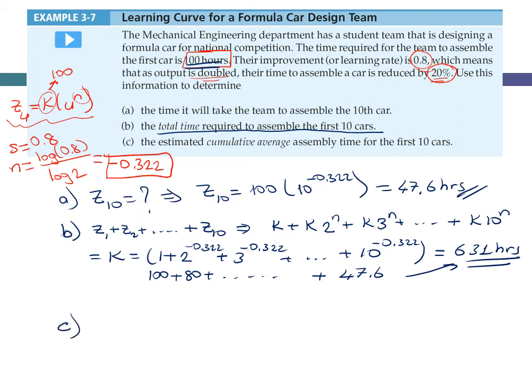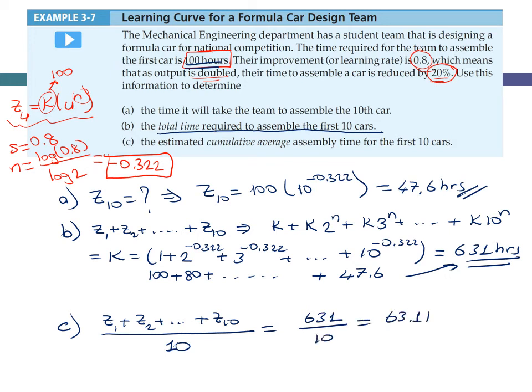In the last part of the question, part C, it says to calculate the estimated cumulative average assembly time for the first 10 cars. What does it mean? The average time is the total time that we calculated divided by the number of items that we are producing. This is the average time to produce one part for the first 10 cars. This value is 631 divided by 10, which is 63.1 hours. This is the average time to produce one car for the first 10 production. Of course, the first one takes longer, the last one takes shorter, but the average time is in between these two values.